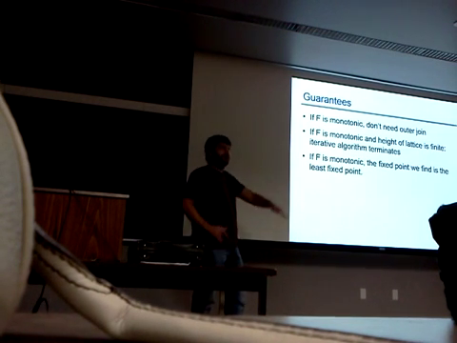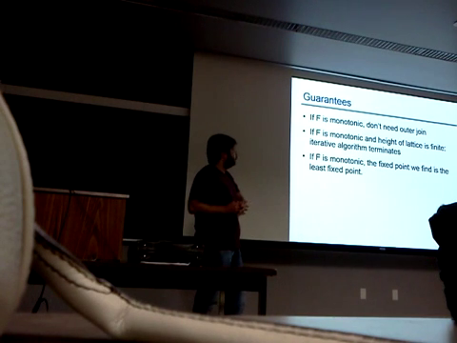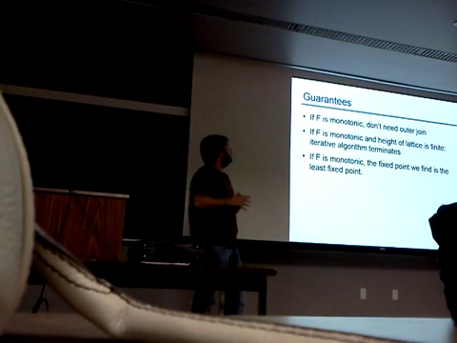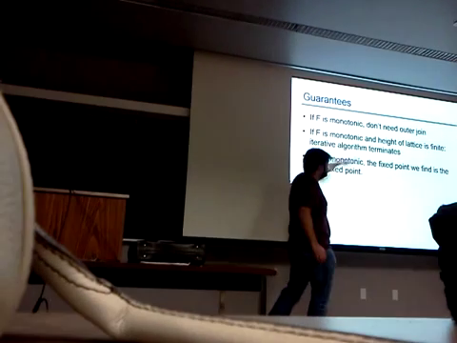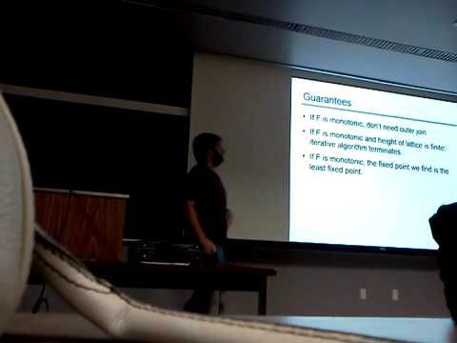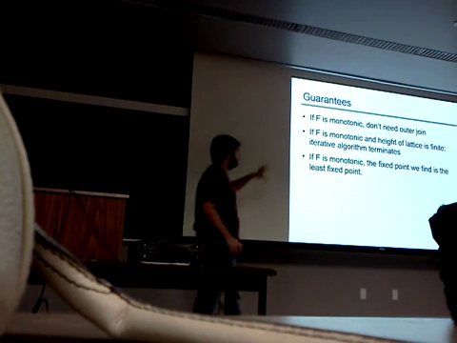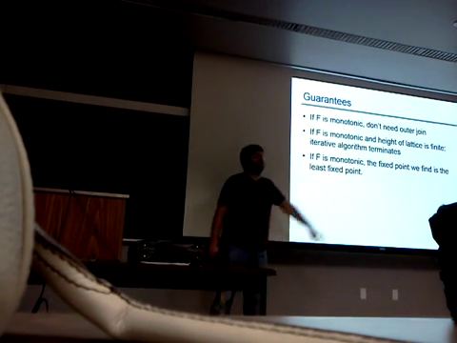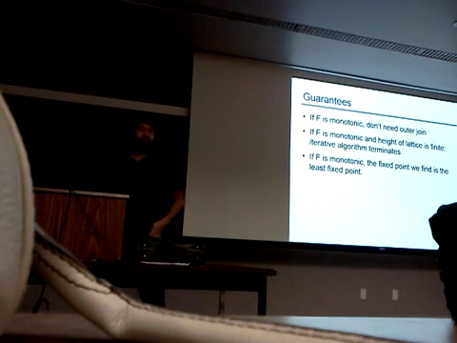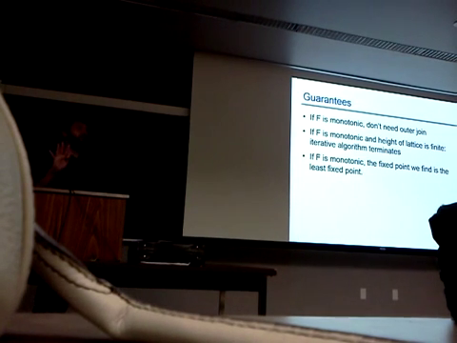So if F is monotonic, you don't need the outer join. You don't need the outer join to get this increasing chain. And if F is monotonic and the height of the lattice is finite, then your algorithm terminates. And on top of that, if F is monotonic, the fixed point you get is the least fixed point. Okay? So that's the summary of where we're at so far. Does this summary make sense?